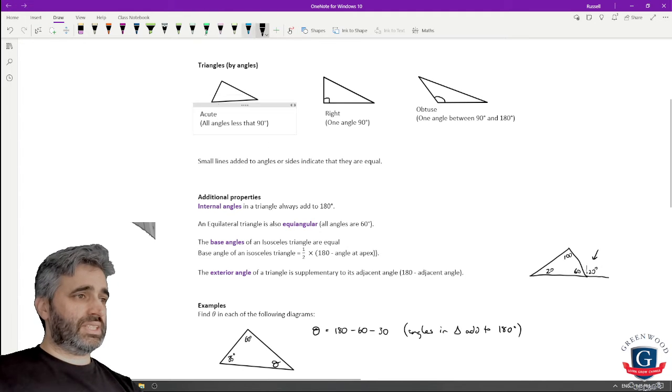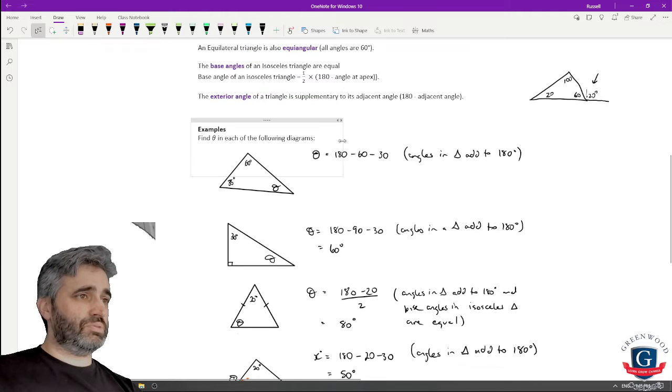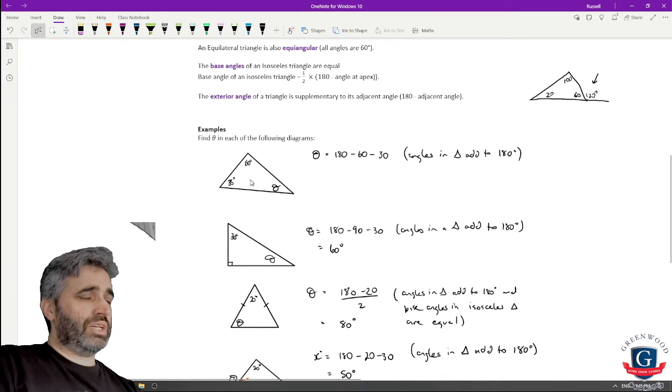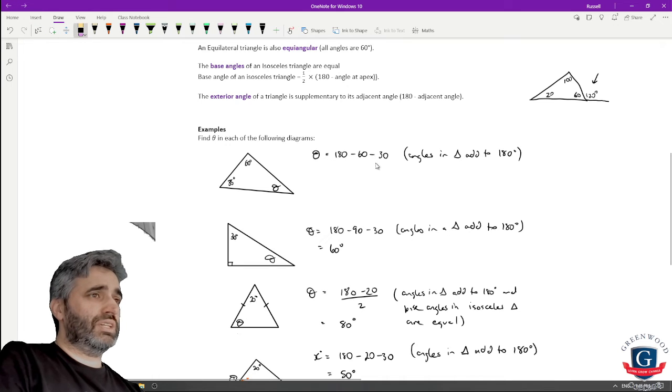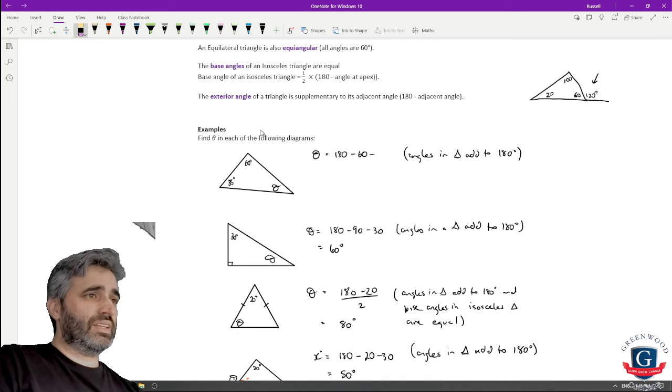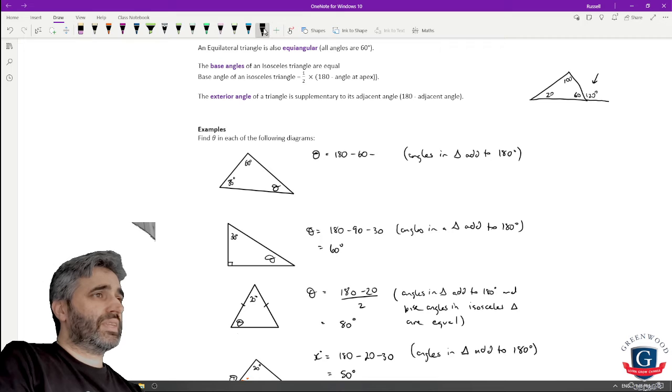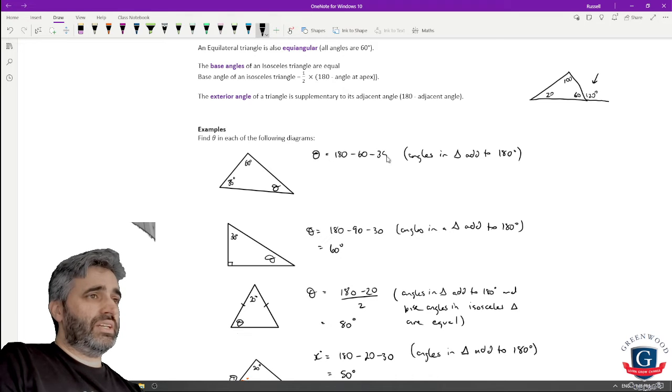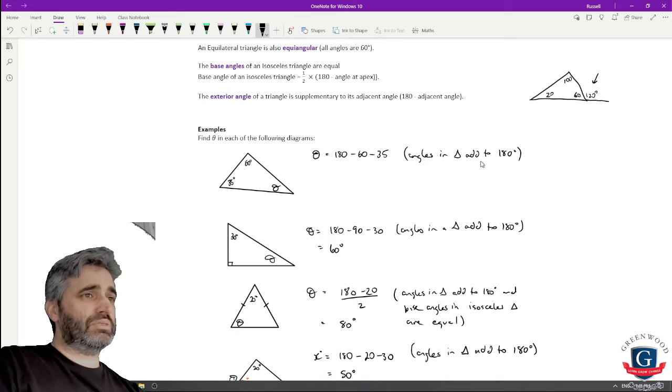So, let's have a look at these in some examples. Example 1, we have a triangle. This is 60. This is 35. To find the remaining angle, we're going to have to use the property angles in a triangle add to 180 degrees. And we should always give a reason why we're writing down some numbers. So theta is going to equal 180 minus the 60 minus the 35.